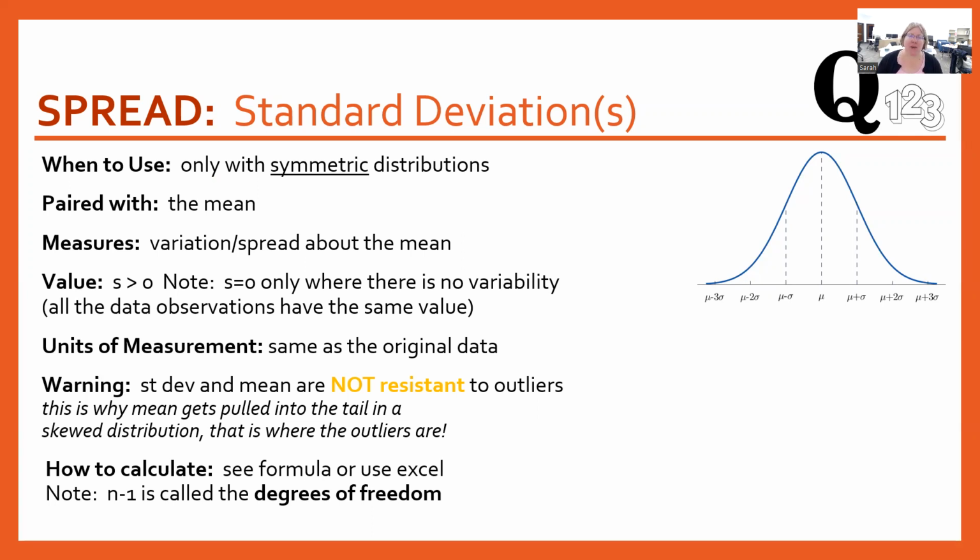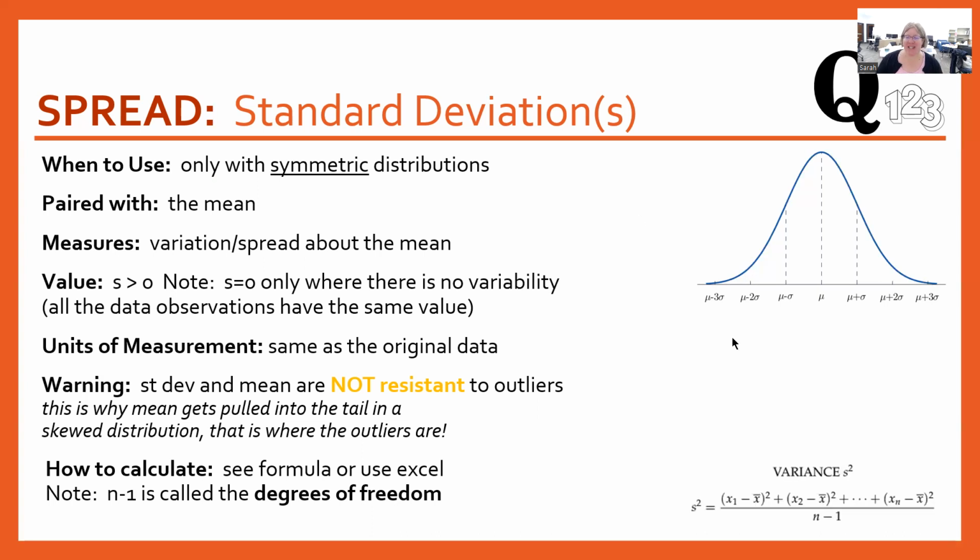The units of measurement are going to be the same as your original data. So if we were measuring the heights of students in inches, then the standard deviation is also going to be in inches. Right? And here's that warning again. Standard deviation and mean are not resistant to outliers. So if there's an outlier, it's going to change the value of the mean and the standard deviation quite a bit.